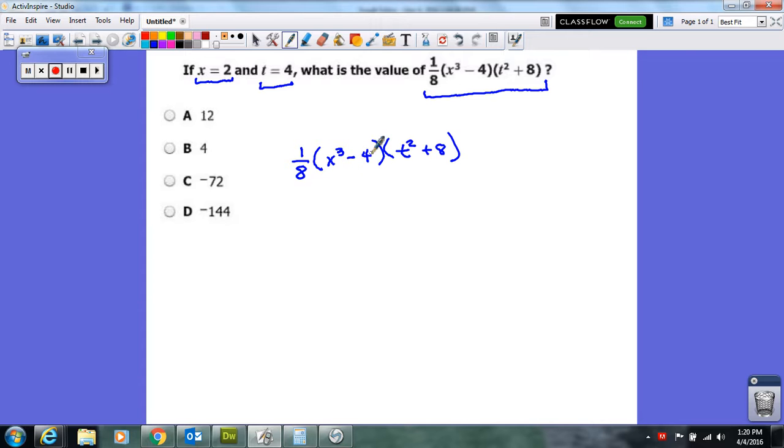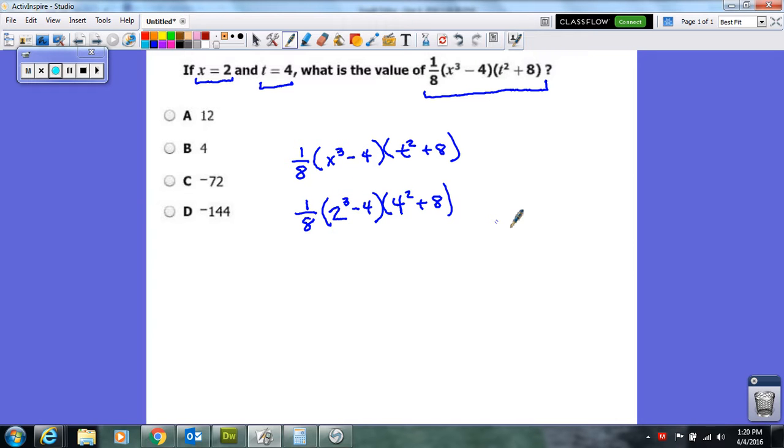Now the next thing I need to do is, since it's asking me for the value of this expression when x is equivalent to 2 and t is equivalent to 4, I need to replace the x with a 2 and the t with a 4. So I'll go ahead and rewrite where I don't have an x, but I have a 2 in place of that. So instead of the x getting cubed, the 2 is getting cubed. And instead of having t squared, I have 4 getting squared. And now I can actually begin solving the problem.